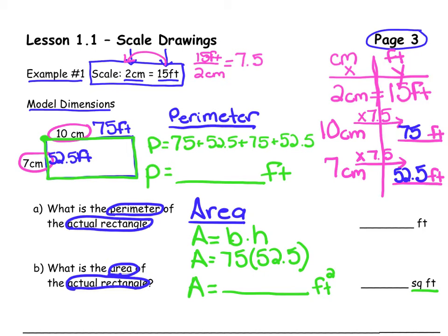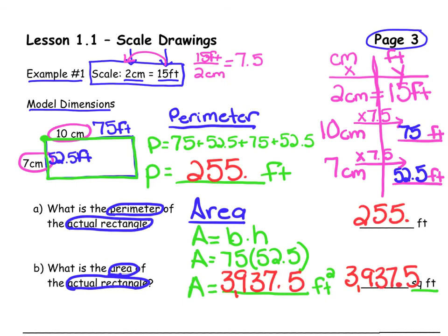Pause the video and calculate both perimeter and area. When you're ready, turn the video back on and check your answers. Compare your answers to the correct answers.